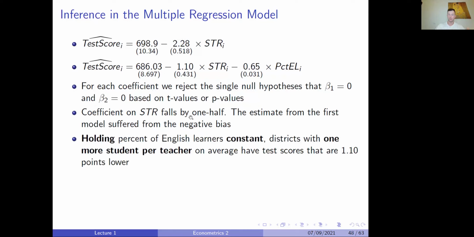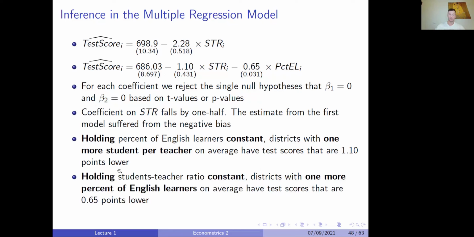So holding percent of English learners constant, districts with one more student per teacher on average have test scores that are 1.1 points lower. So now the effect is weaker. Holding student-teacher ratio constant, districts with 1 more percent of English learners: if you have more non-native English speaking students, then you will have the test score on average 0.65 points lower.